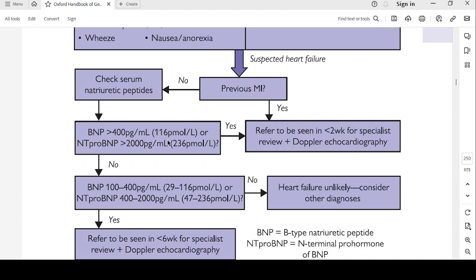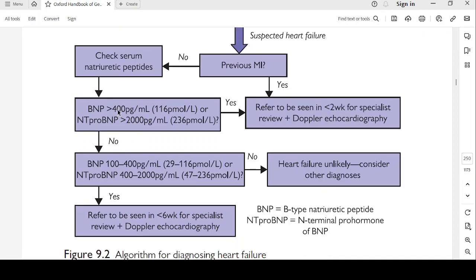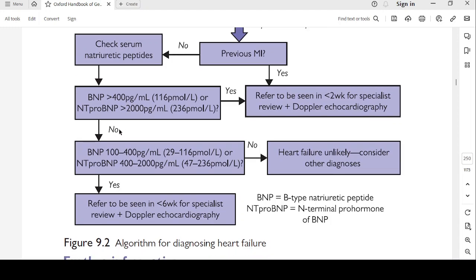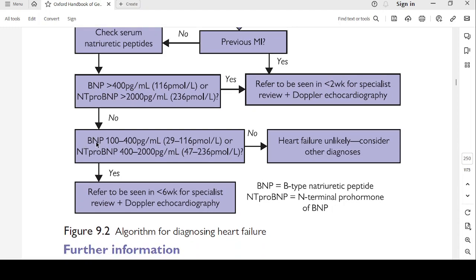So in case the BNP is not raised more than 400 picograms or NT-proBNP is not raised more than 2000 picograms, then in case the BNP is between 100 to 400 picograms or NT-proBNP is 400 to 2000, that is intermediate. Then refer to be seen in less than 6 weeks for specialist review and Doppler echo. Even then you get a Doppler echo and specialist review, but in 6 weeks.